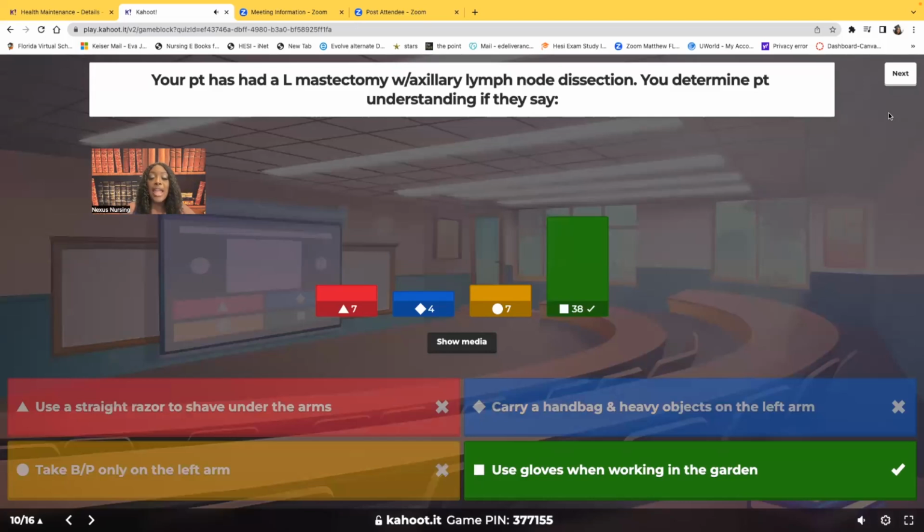Okay, guys, the correct answer is to use gloves when working in the garden. They're laughing at me on TikTok. So that's the correct answer, to use gloves. Everyone's calling your name on TikTok. Everyone's saying Matthew. To use gloves when working in the garden.